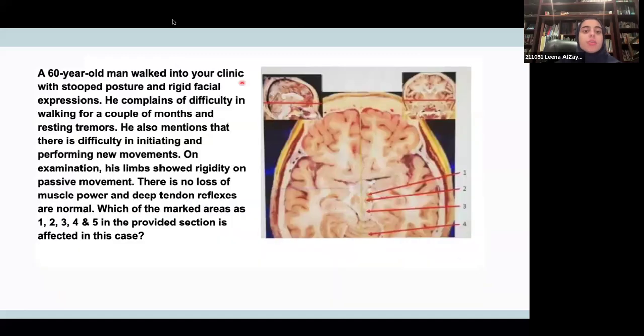Okay. A 60-year-old man walks into a clinic with stooped posture and rigid facial expressions. He complains of difficulty walking for a couple of months. He also mentions difficulty initiating and performing movement. On examination, the limb shows rigidity on passive movement. There's no loss of muscle power or deep tendon reflexes. Which of the following marked areas are probably affected?